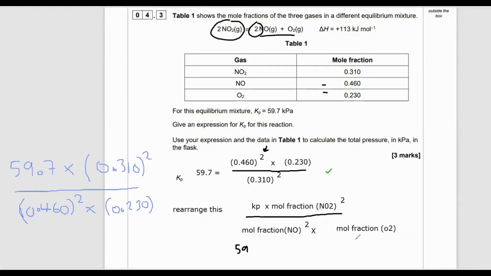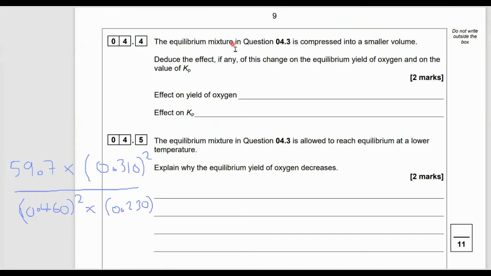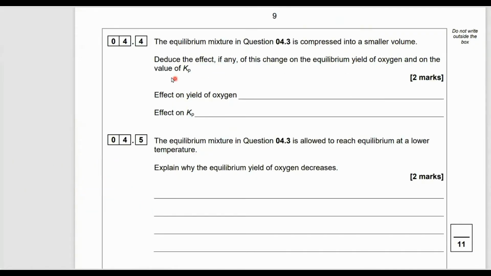Okay, let's move on. Right, 4.4. The equilibrium mixture in question 4.3 is compressed into a smaller volume. Deduce the effect, if any, of this change on the equilibrium yield of oxygen and on the value of Kp.